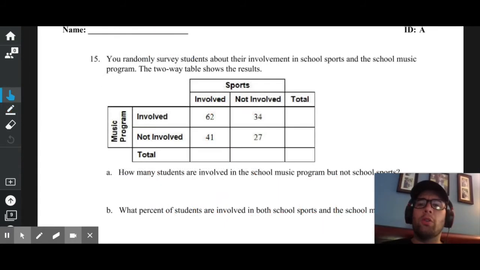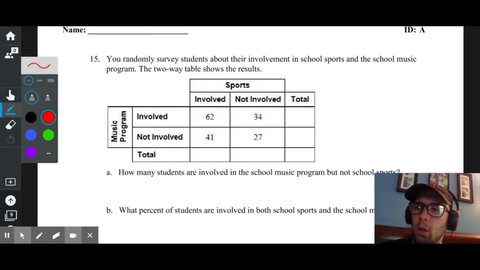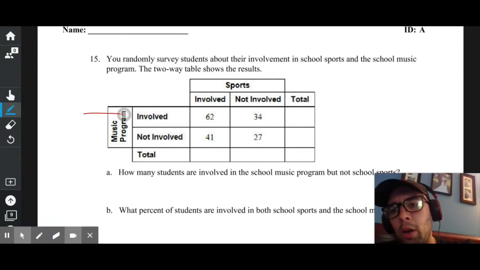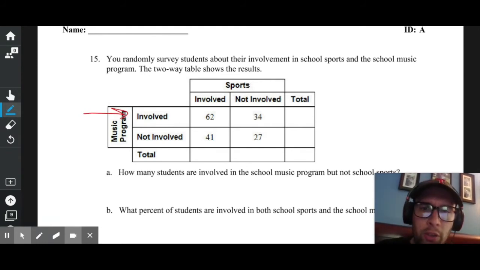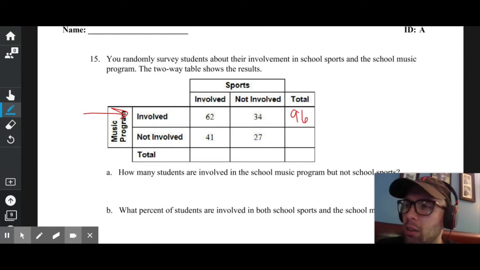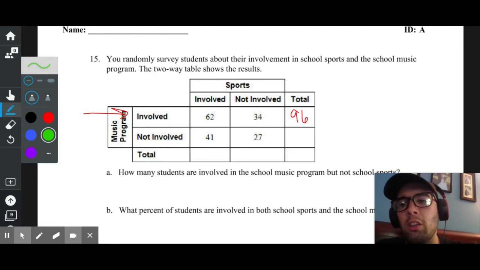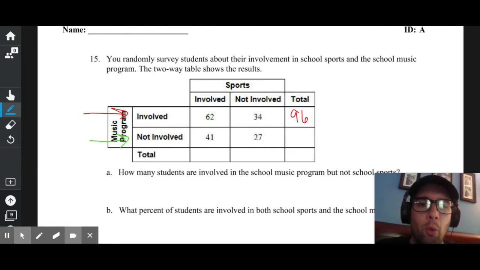You randomly survey students about their involvement in school sports and the school music program. The two-way table shows the results. So let's add this stuff up. We have music program, people that are involved is going to be 62 plus 34, which is 96. The people that are not involved in this program is going to be 41 plus 27, which is 68.